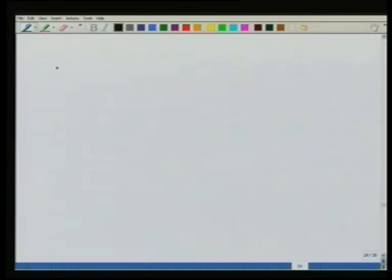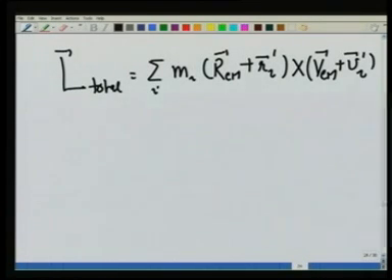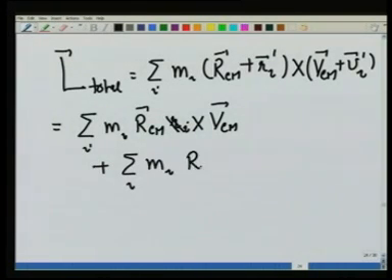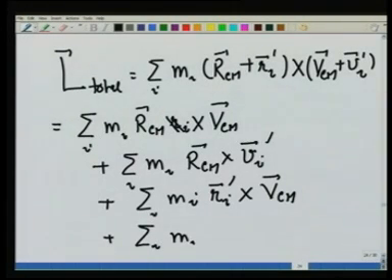So, what we get is, given a distribution of particles, L total is equal to summation i m_i (R_CM plus r_i prime) cross (v_CM plus v_i prime), which I can open up and write as summation i m_i R_CM cross v_CM, plus summation i m_i R_CM cross v_i prime, plus summation i m_i r_i prime cross v_CM, plus summation i m_i r_i prime cross v_i prime.